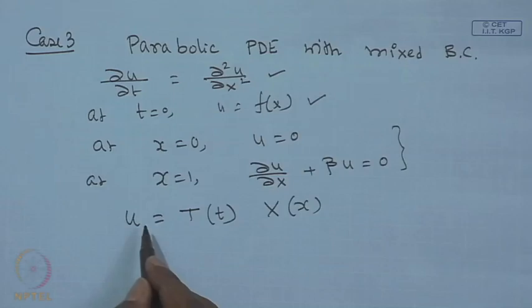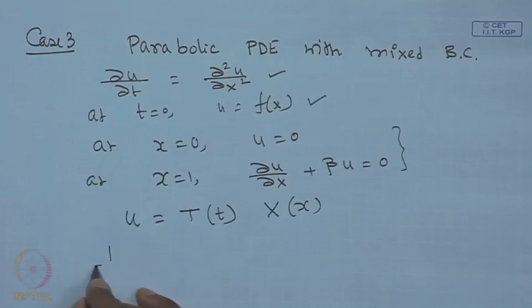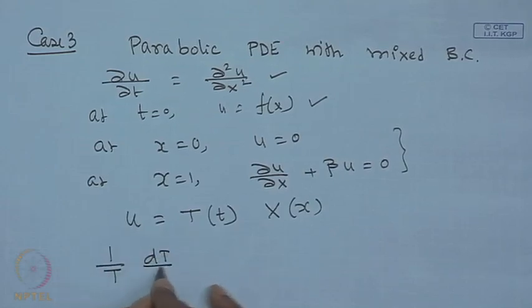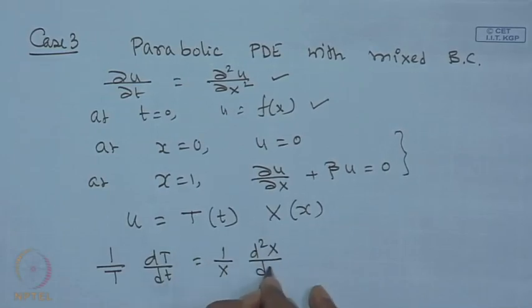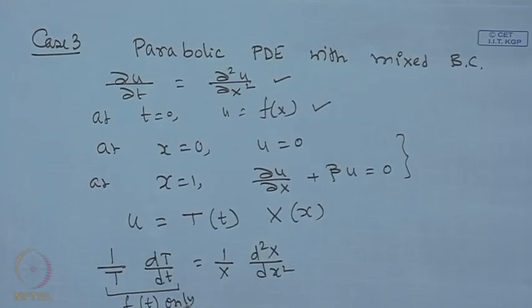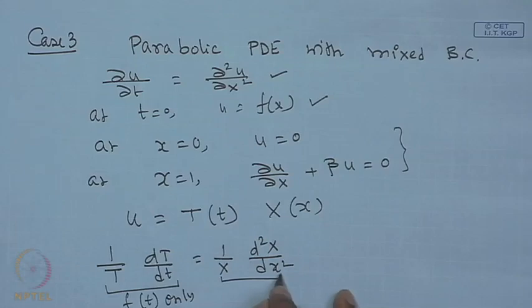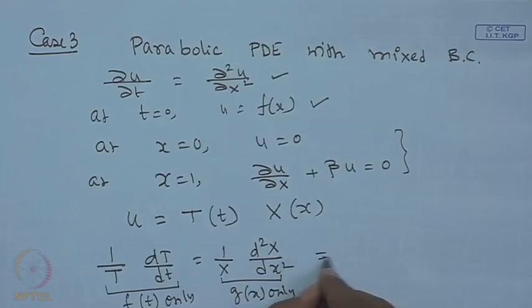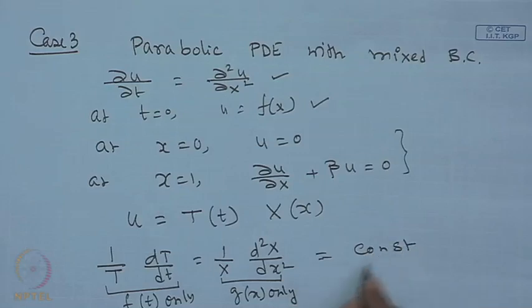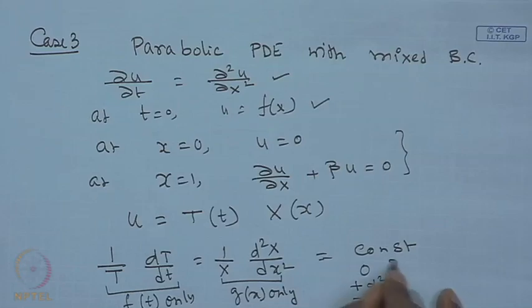So, if you substitute this there and separate the variables, what you will be getting is (1/T) dT/dt is equal to (1/X) d²X/dx². The left hand side is a function of t only, the right hand side is a function of space only, and they are equal. So, they must be equal to some constant. Again this constant can be 0, can be positive, can be negative. We have already seen that for 0 and positive value you will be getting a trivial solution.